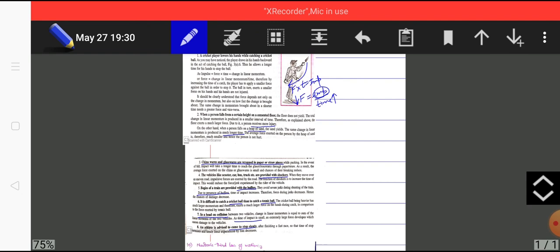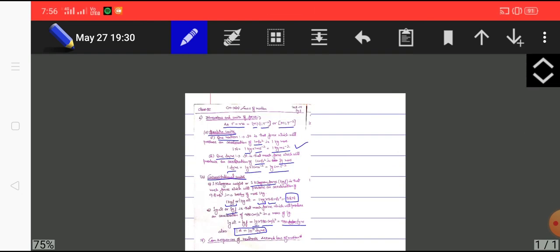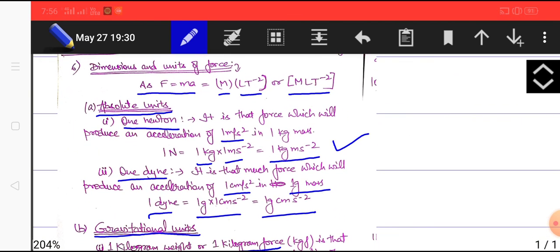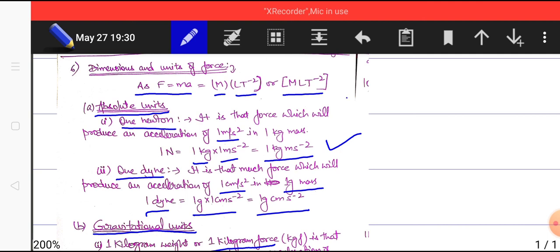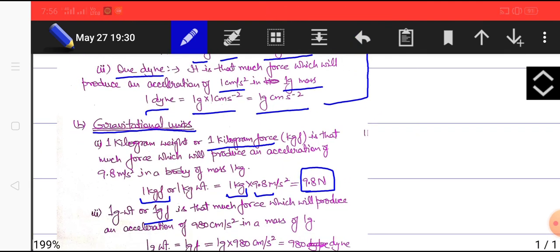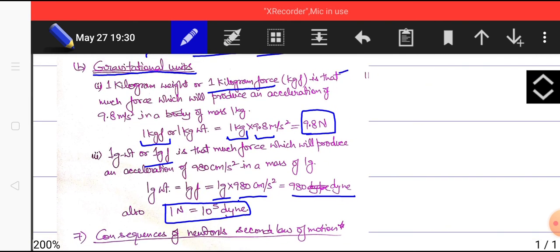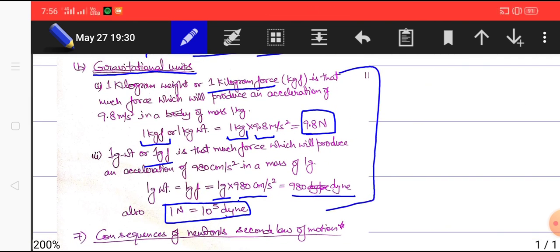So with these remarks, study hard. My instruction to you is to pay special emphasis on these units, absolute and gravitational units. They are to be used in numericals. Practice problems given at the end of the chapter.